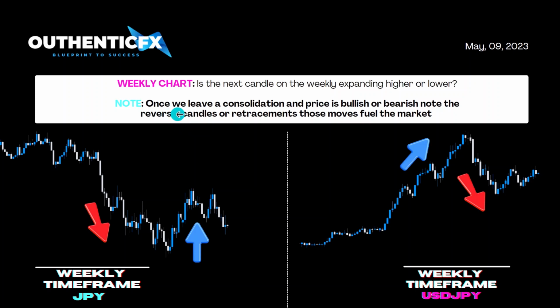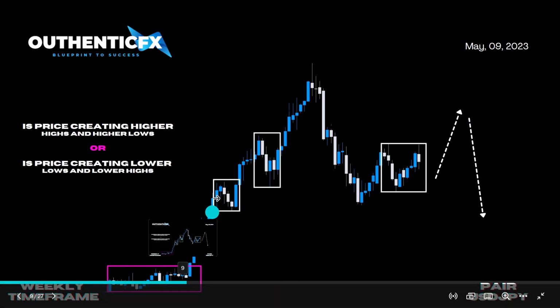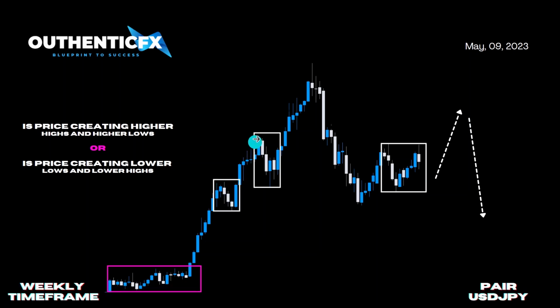So note the following: once we leave a consolidation and price is bullish or bearish, note the reversal candles or retracements. Those moves fuel the market. Put that down in your notes, guys. That is very, very important, because that will help us identify where price is expanding to. So as you can see, we started on this consolidation and had a nice expansion to the upside, and these three candles started reversing, fueling the market to create a secondary expansion and reversing again to create that third expansion, guys. This is part of institutional order flow, guys.